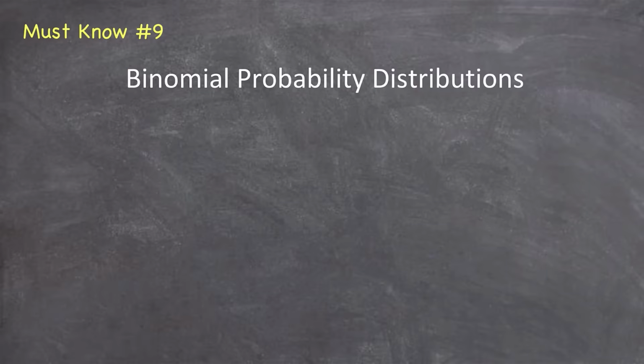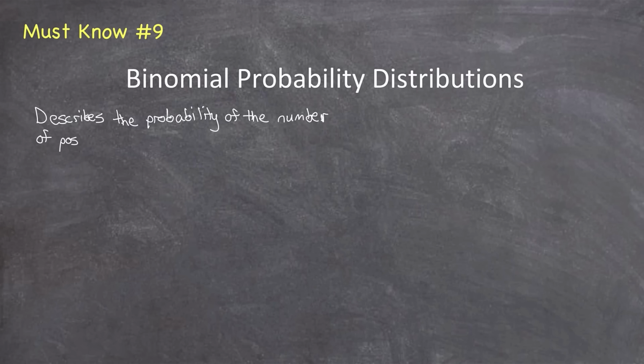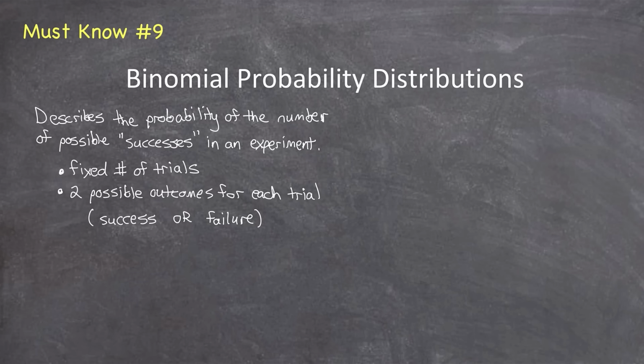Must know number 9, binomial probability distributions. A binomial probability distribution describes the probability of the number of possible successes in an experiment. For it to be a binomial probability distribution, this experiment has to follow a set of criteria. There has to be a fixed number of trials. For each of the trials, there are only 2 possible outcomes, either a success or a failure. The probability of success stays constant, which means each trial is independent.